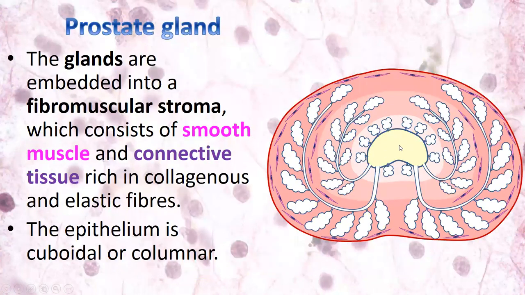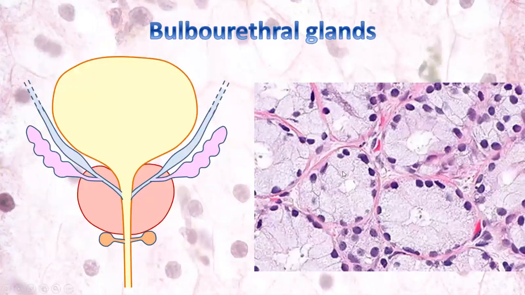So here we can see that prostate gland has fibromuscular stroma. There are smooth muscles and connective tissue, and this connective tissue is rich in collagenous and elastic fibers. So it forms fibromuscular stroma of the gland. And glands have a cuboidal or columnar epithelium in glands and in the ducts. So it's exocrine or parenchymal part of the prostate gland.